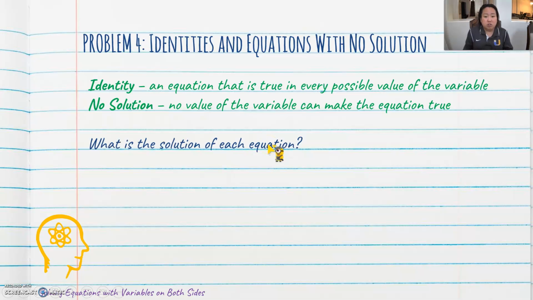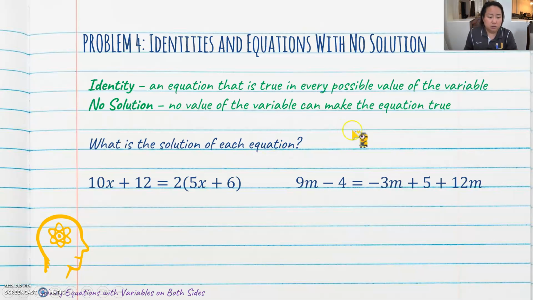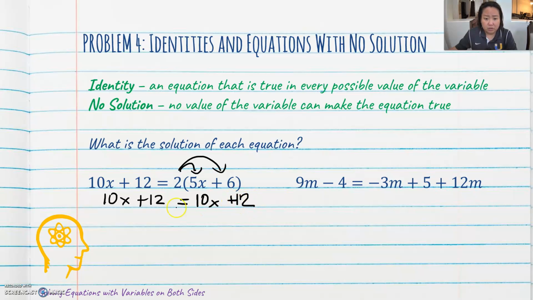Okay, so let's try out some examples of these. Let's have the first one in here. As you can see, we have 10x plus 12 on the left side. You have 2 times 5x plus 6 on the right side. Now, as you can see, we have a grouping symbol here, so we can do our distribution on the side. So this is 10x plus 12, and 2 times 5x is going to be 10x. 6 times 2, that's going to be 12. And you can see it's exactly the same thing, okay?